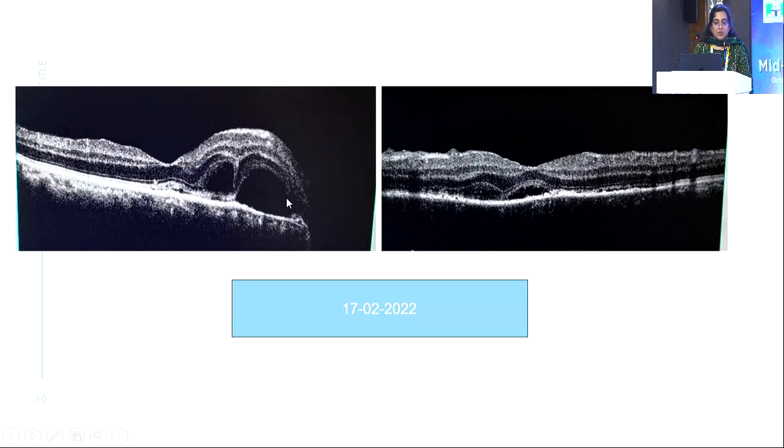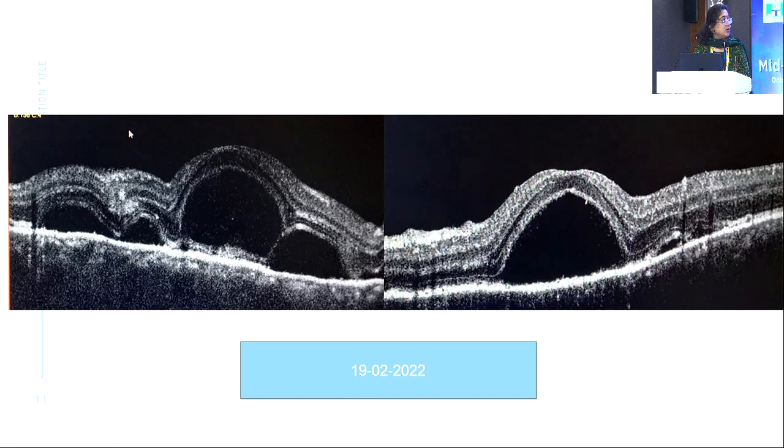Then his sugars were not under control to start him on steroids, so I asked him to come back after an endocrinology opinion, and within 2 days this is how his OCT had turned out to be. There were multiple pockets of subretinal fluid with septae.